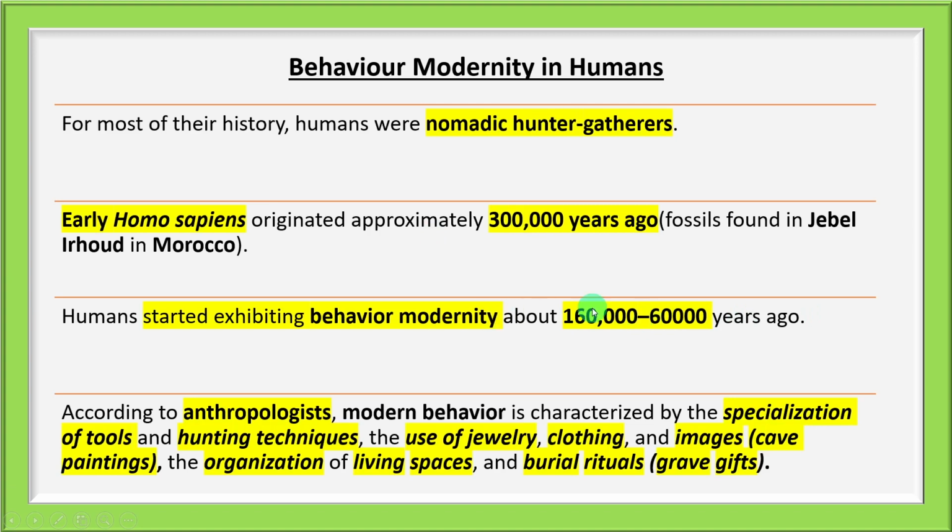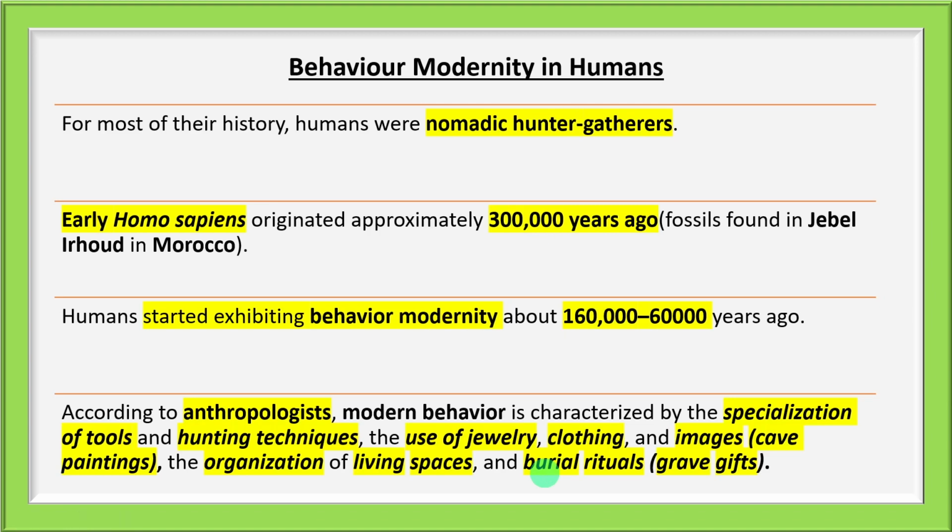We do not have an exact time, it's a phase. And we get this phase by looking at the art and techniques, the hunting techniques, the tools of the prehistoric man. Now, the definition, according to anthropologists: modern behavior or behavior modernity is characterized by the specialization of tools and hunting techniques, use of jewelry, clothing, and images, that will be cave paintings and sculptures and other architecture, the organization of living spaces, and burial rituals.